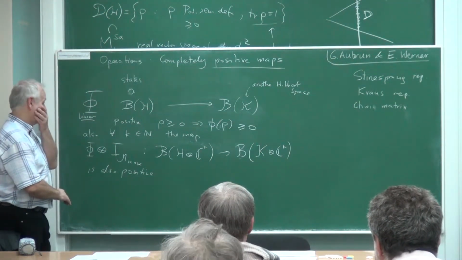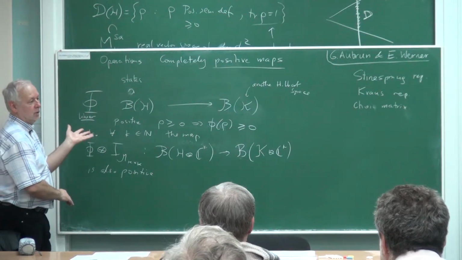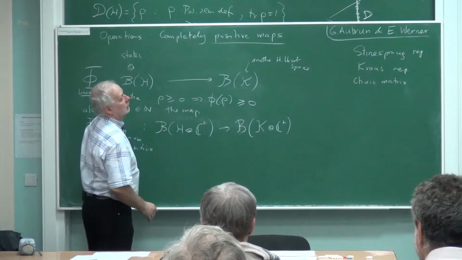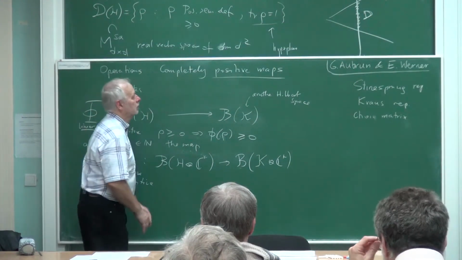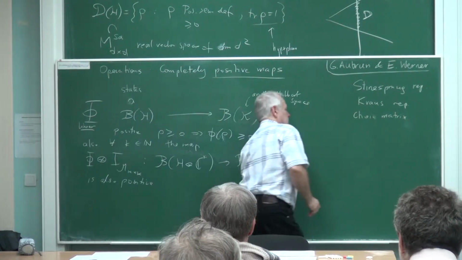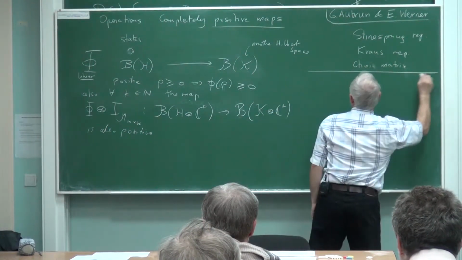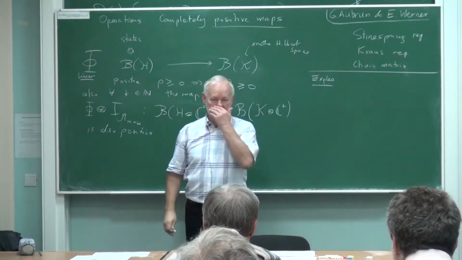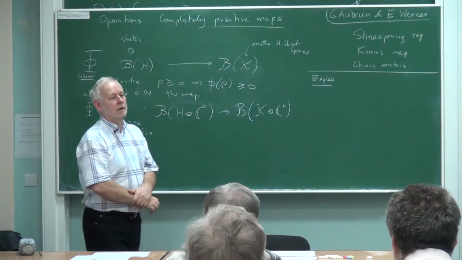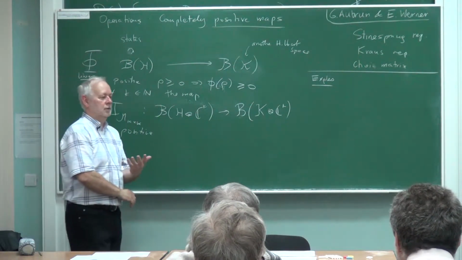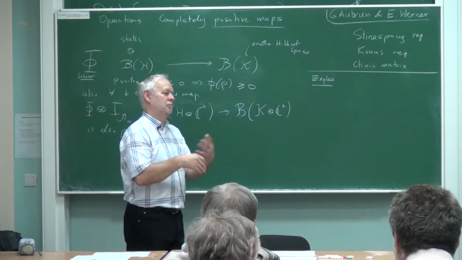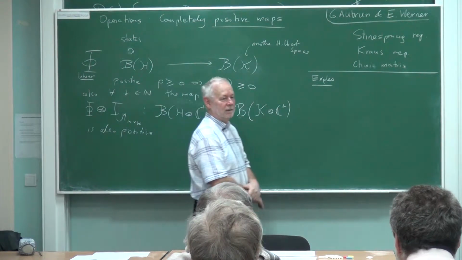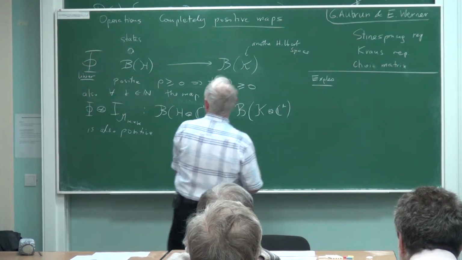Okay, so what are the examples of completely positive maps? Maybe here is a good place for this. Basically there are two easy examples, and it turns out that everything else is made up out of those two easy canonical examples. So one easy canonical example is the following.